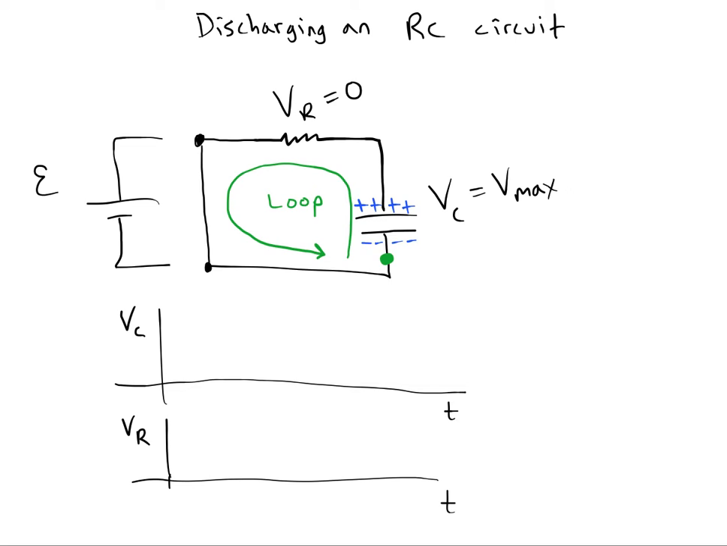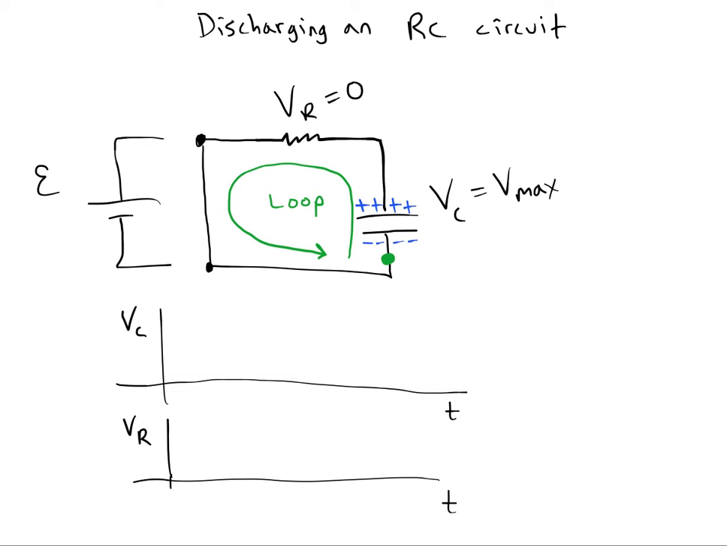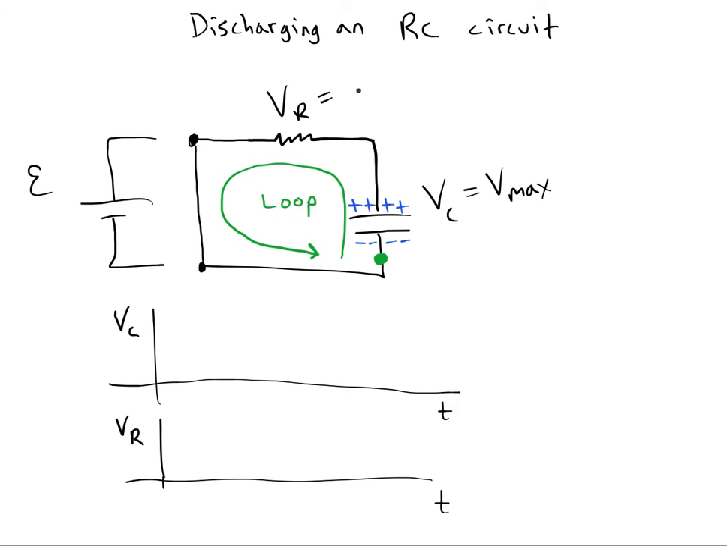So where do we lose the voltage? Well, the answer is the voltage in the resistor will now equal the voltage in the capacitor. And we have a new loop law equation where the voltage in the capacitor minus the voltage in the resistor has to equal 0 because there's no battery anymore.